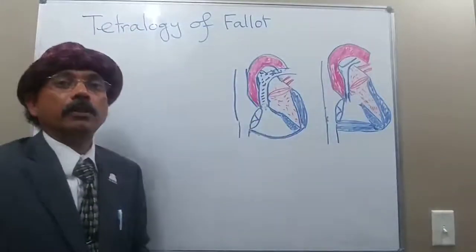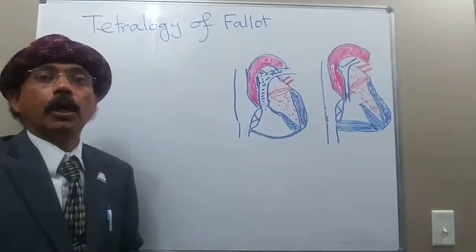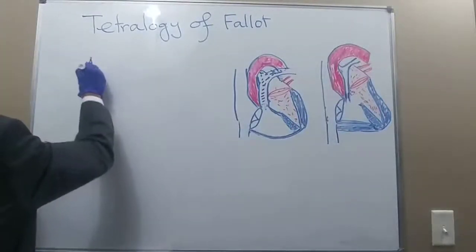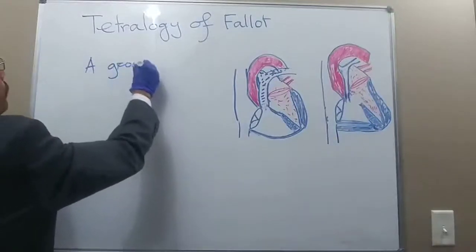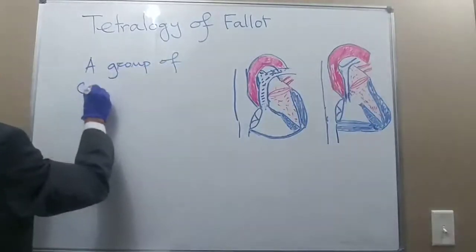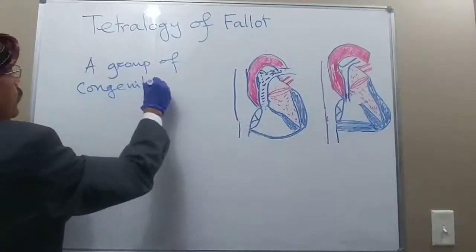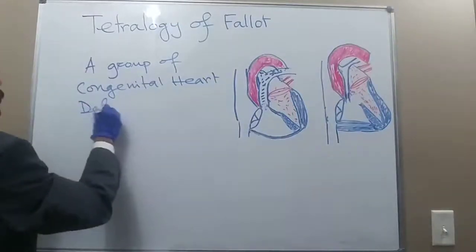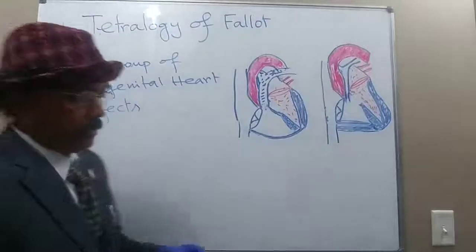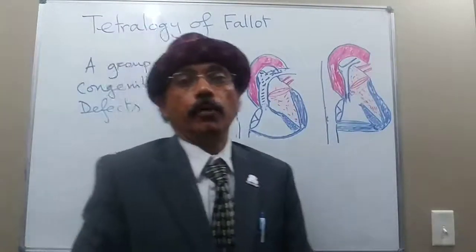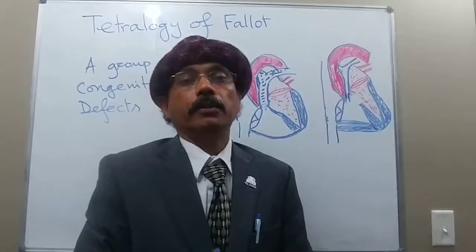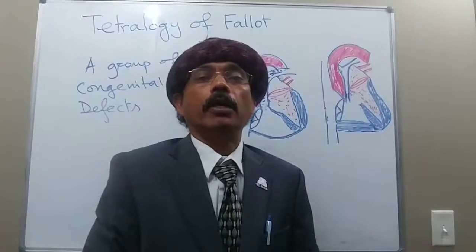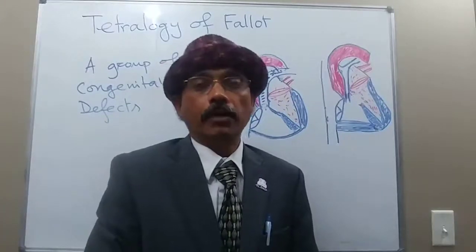Tetralogy of Fallot is a group of congenital heart defects. It is one of the common congenital heart defects. The prevalence is 1 in about 3,000 live births.